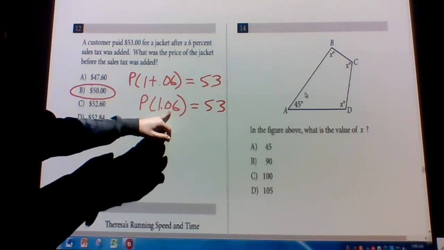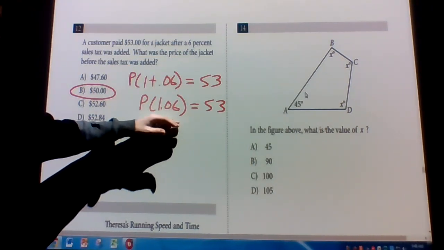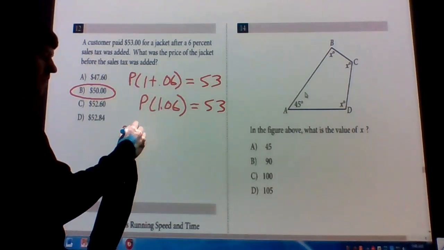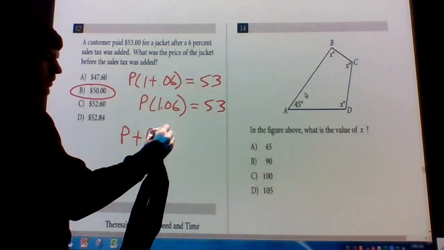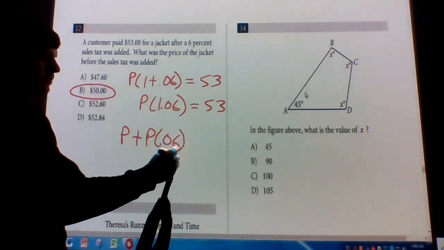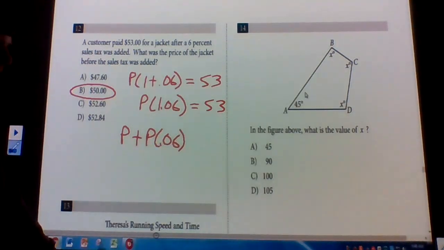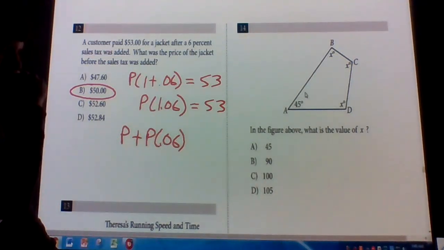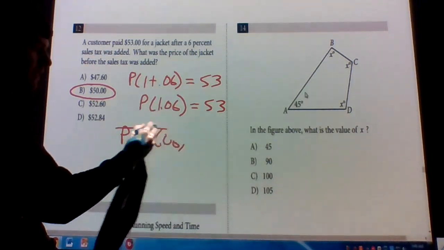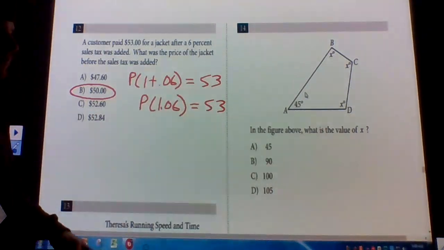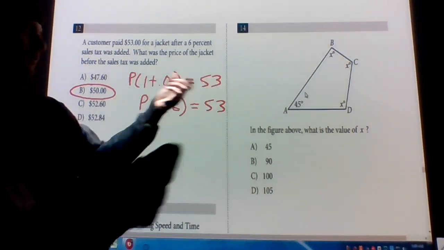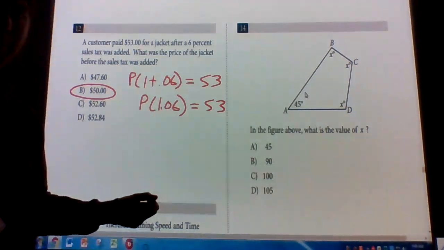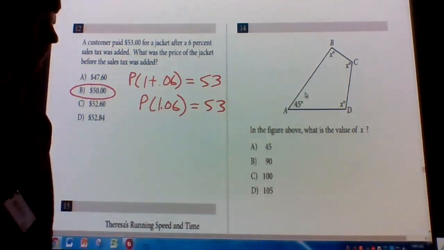But we're not taking 6% of the price, we're adding an additional 6%. So you can think of it as the price plus P times 0.06 if you want. But again, that's just going to give you 1.06 P. And then when you add that tax on, you get the final price. So she paid 53 because the original price had a 6% tax put on it. And then divide both sides by 1.06.